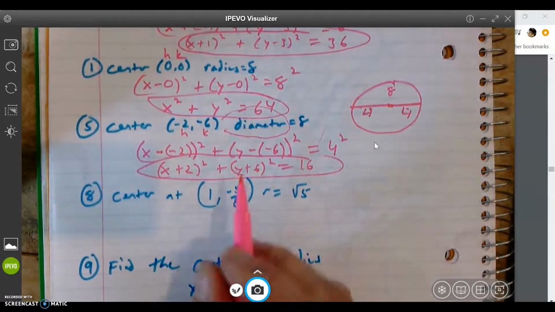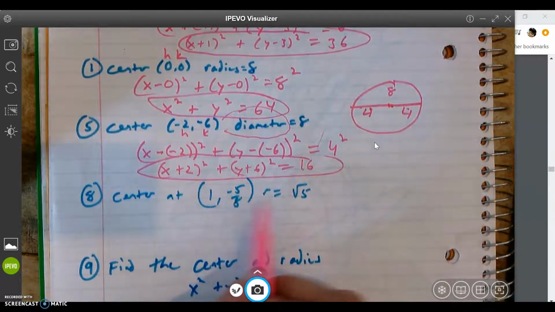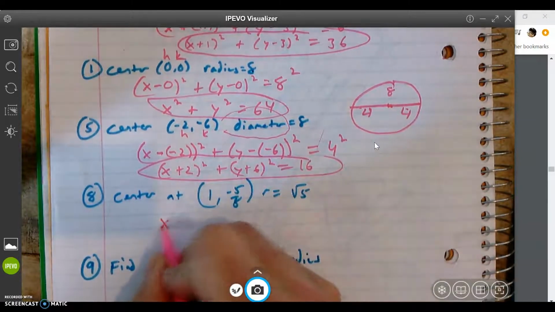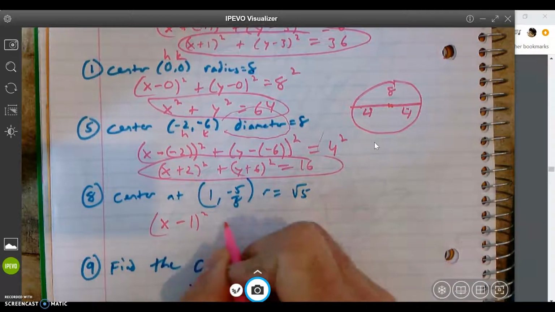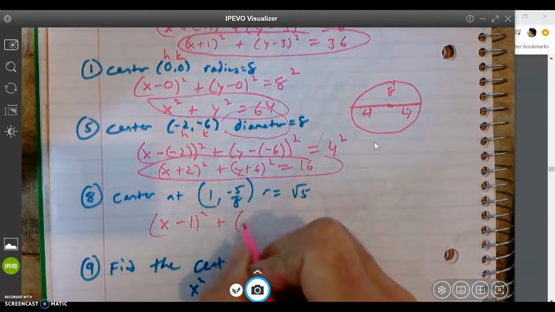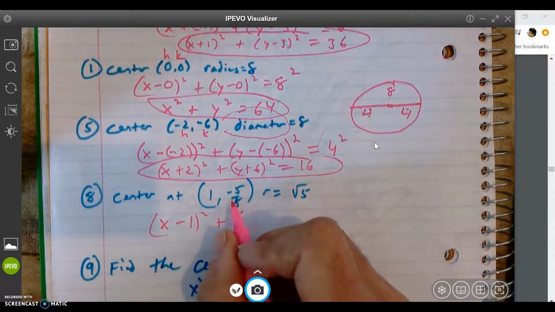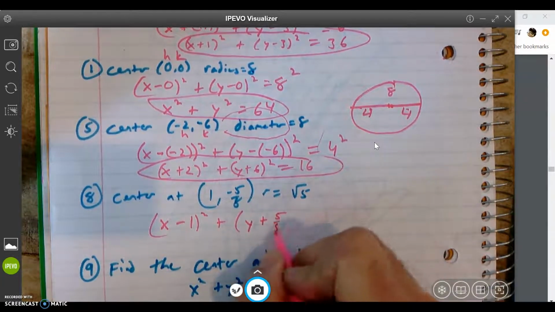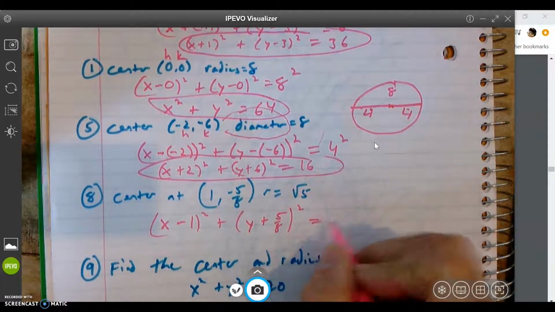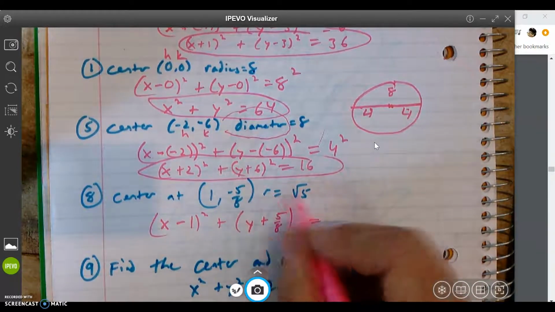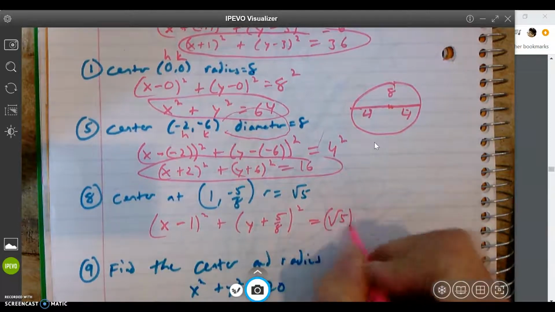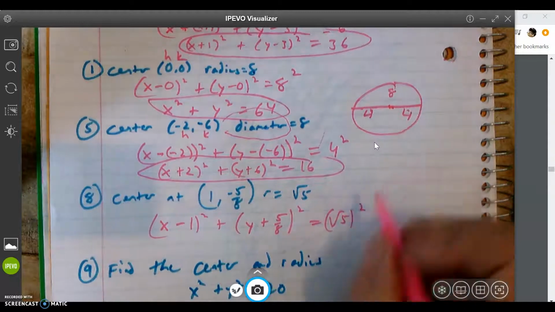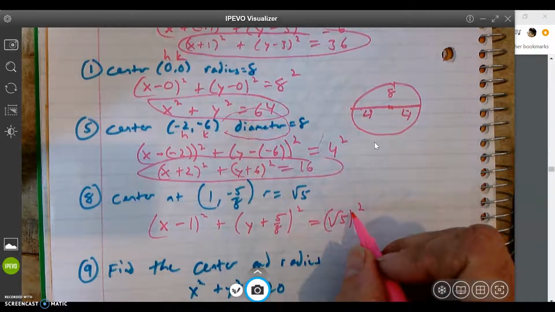Number 8. The center is at (1, -5/8), and the radius is radical 5. All right, cool. So it's x minus 1 squared plus, I think we can speed this up now, right? y minus -5/8, which is y plus 5/8 squared equals, this is the radius, so it's just radical 5 squared. Now what is this? So what are we doing over here? So radical 5 squared.